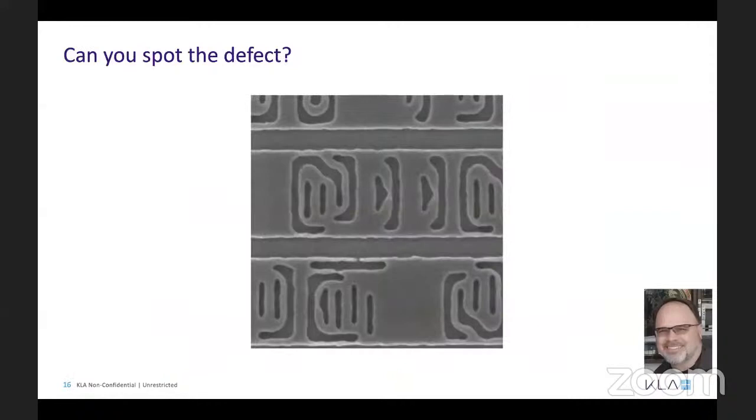So here's an example of a SEM image from our scanning electron beam system, the ESL10. You may be able to identify the defects in this image. This is not a customer image. This is a general usable image. It's not a specific customer design.